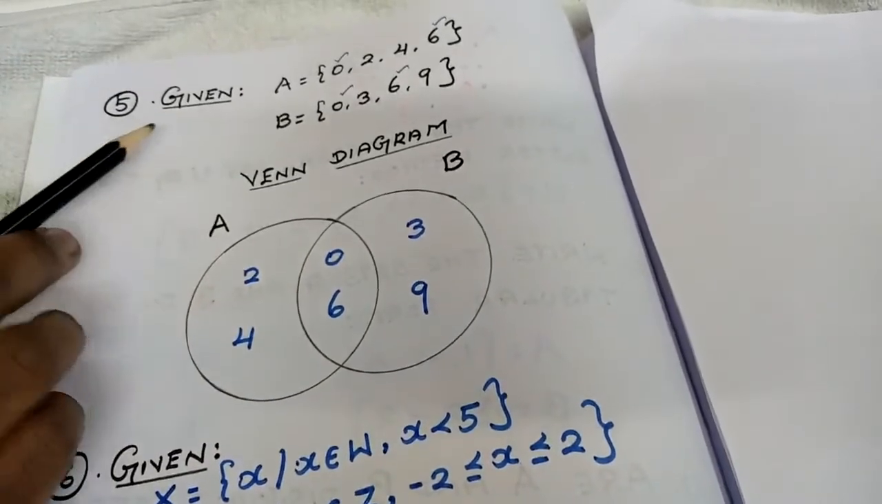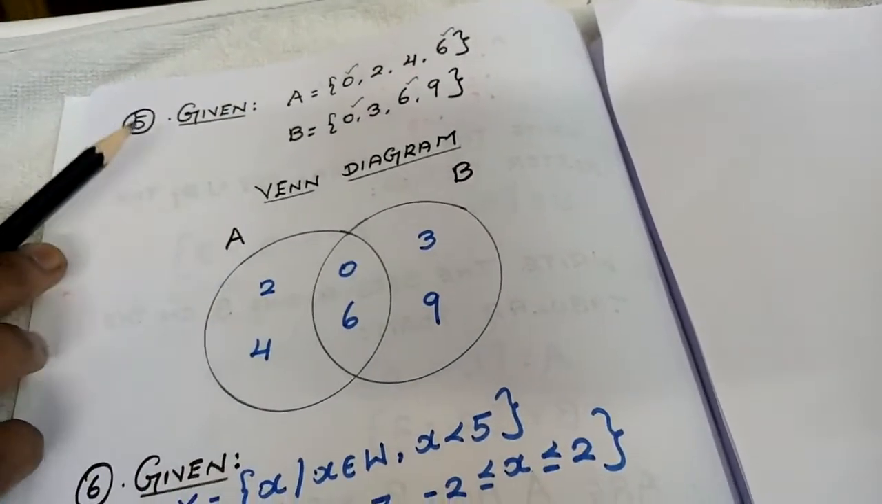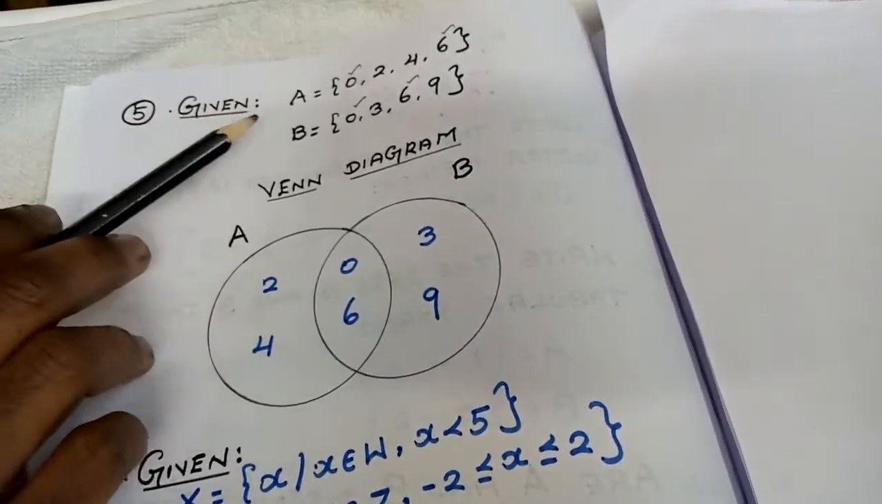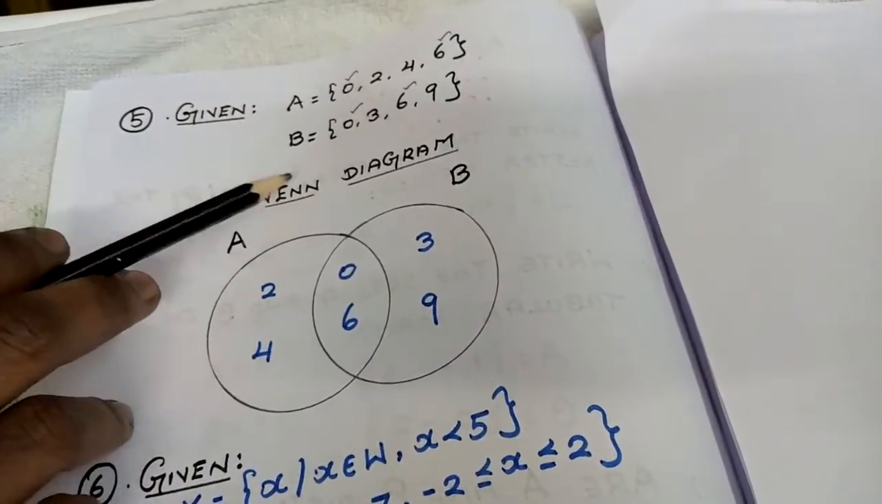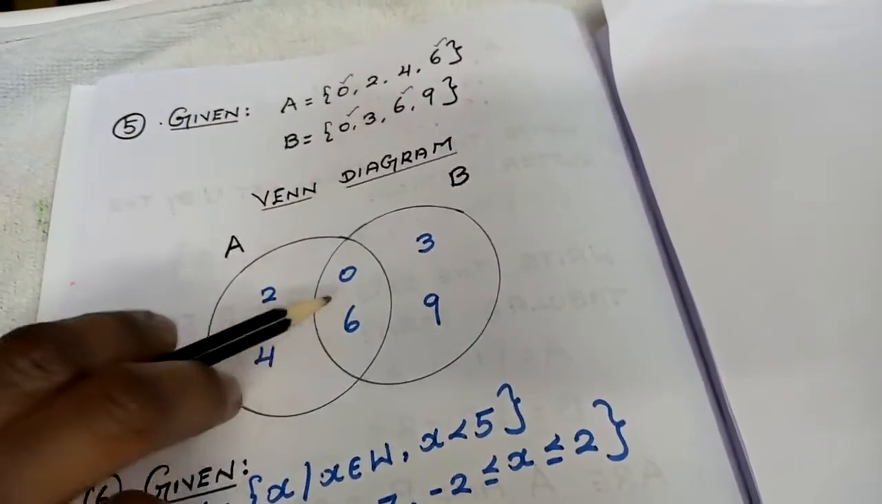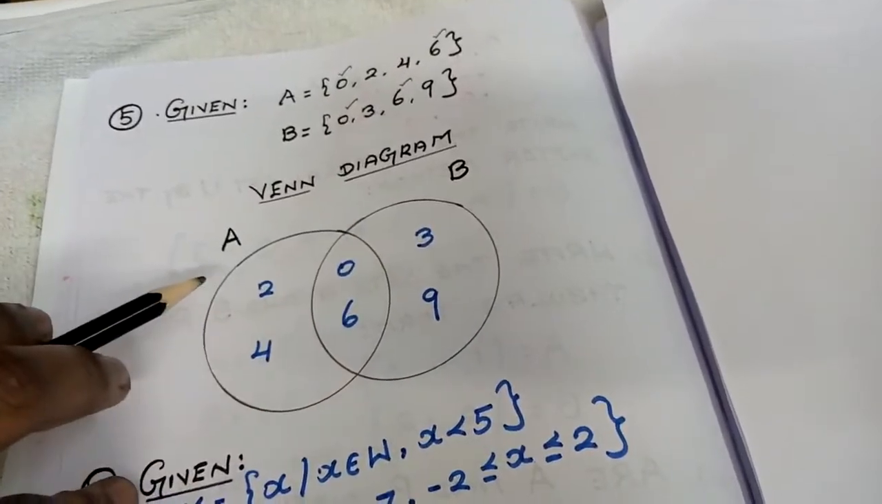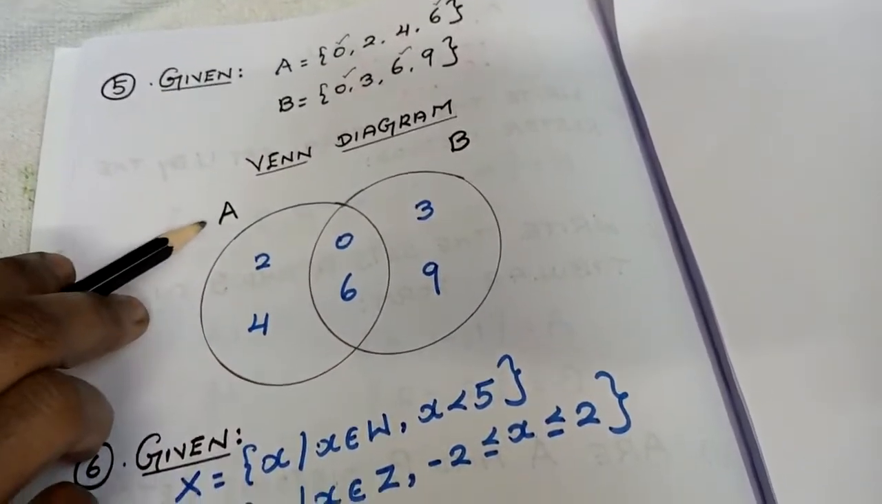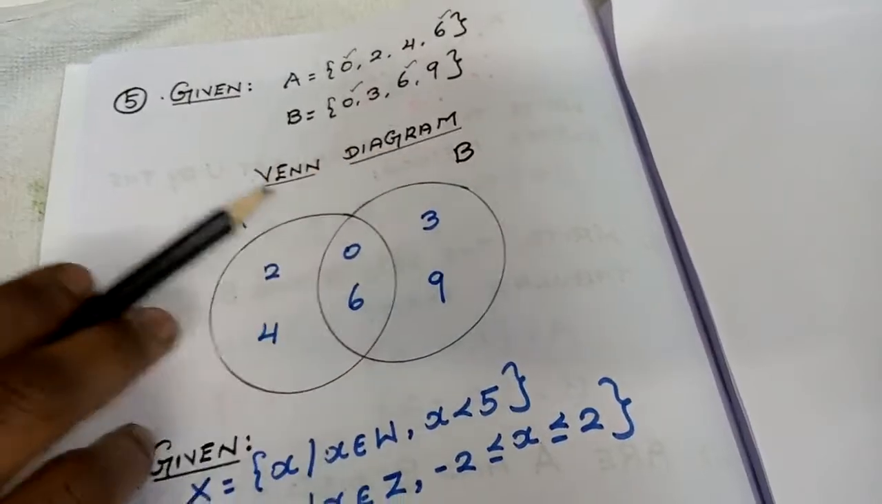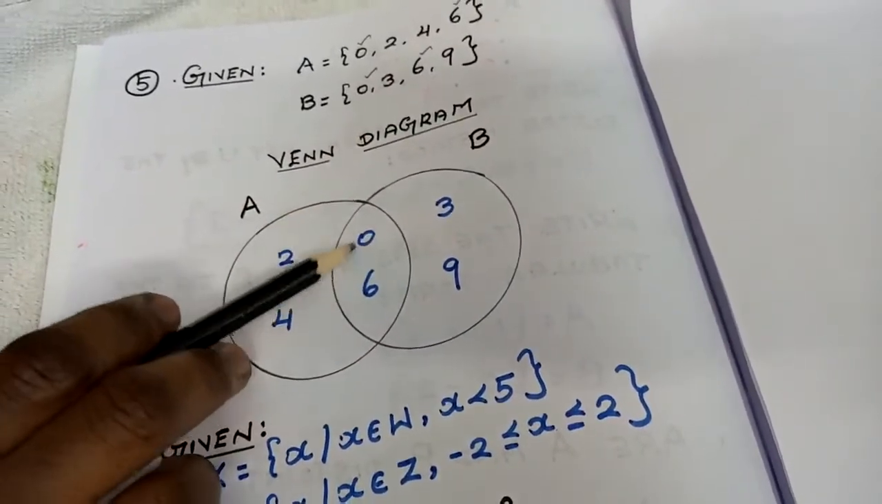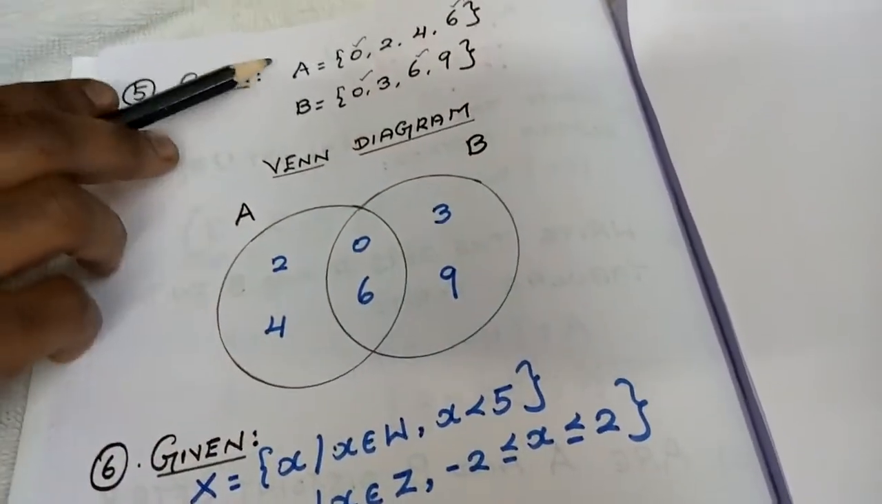Fifth question, given A and B, they have given you the sets alone, students. They are asking you to form a Venn diagram. So first I will be drawing two circles. I will be naming the first circle as A, the second circle as B. So both the circles are meeting at this point. First I am going to see my sets.